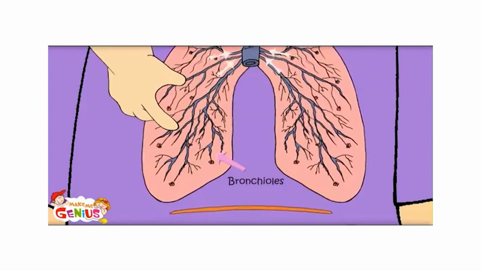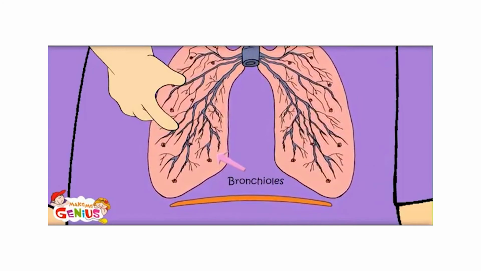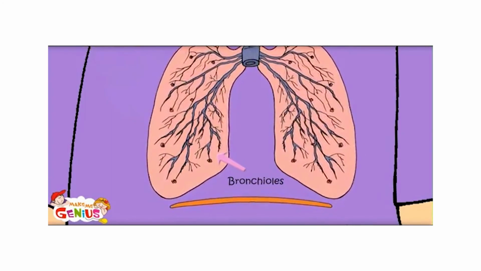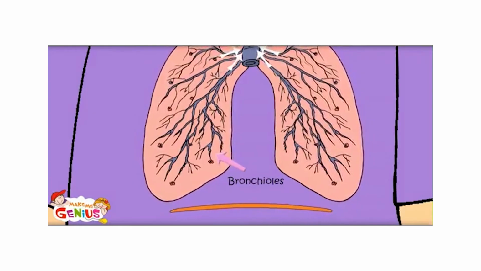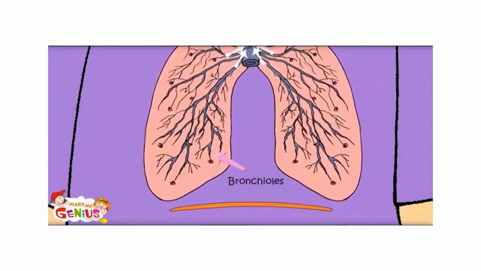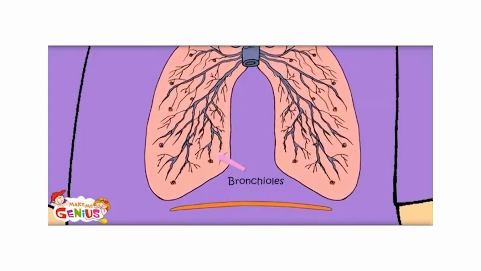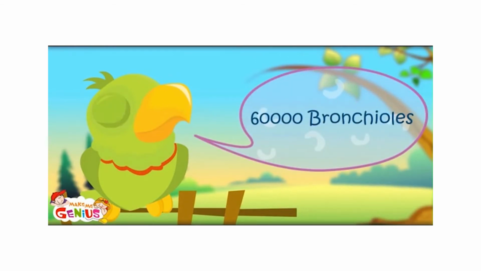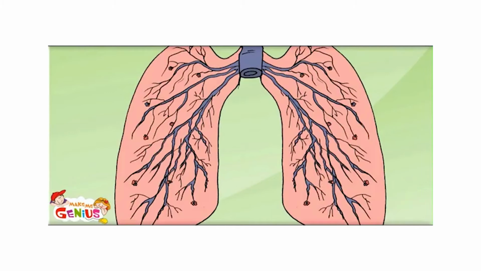What are these trees' branches? There are 60,000 tubes in the lungs. Oh, these are bronchioles. These are small tubes which take air inside and out of the body. There are 30,000 in each lung. 60,000 bronchioles.